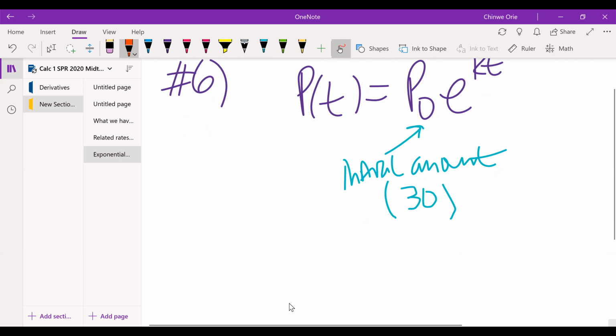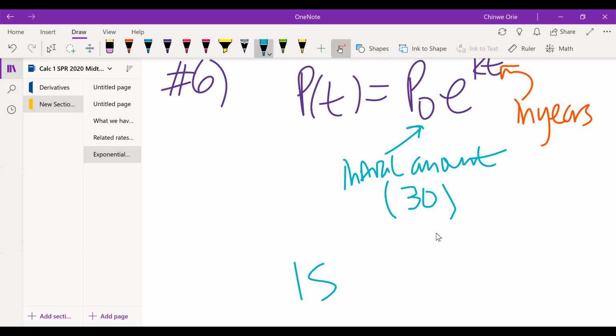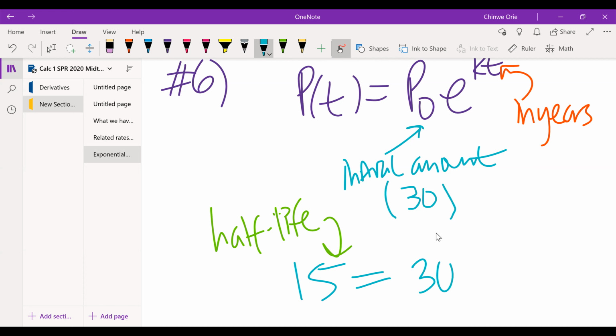We're measuring t in years, so let me put that note there. We know the initial amount is 30 off the bat, and half-life is half of that, right? That's 15, half of 30 is 15. So it goes 30 e to the k times what? They already told us what it was: 1600 years.